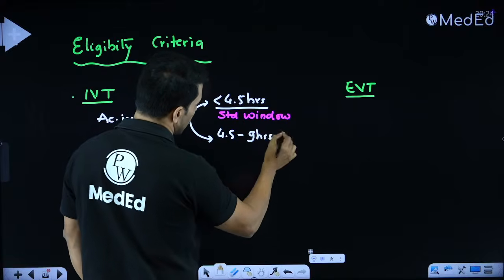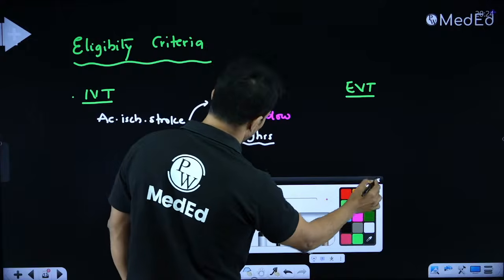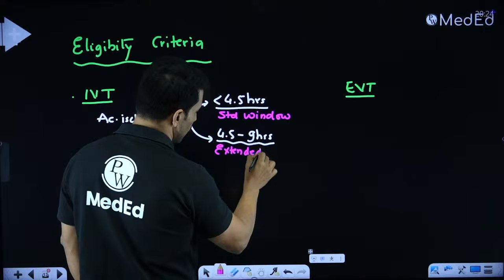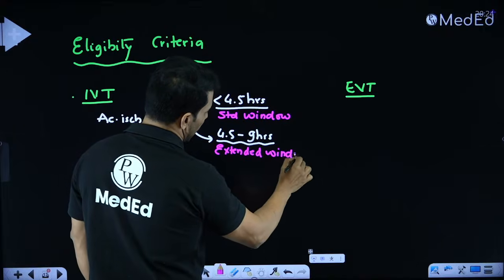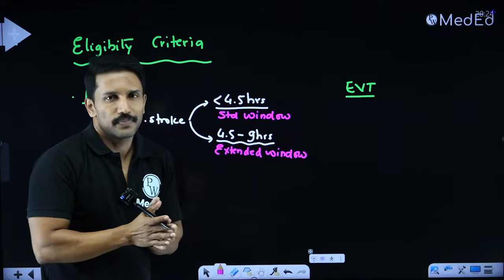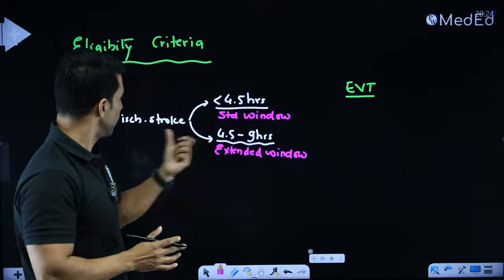If you feel that benefit is more than the risk, then you can still go ahead with thrombolysis, and we will call this the extended window. This is new as per the 2026 ASA stroke guidelines. This is a new window created. Earlier we used to talk about only up to 4.5 hours. Okay.